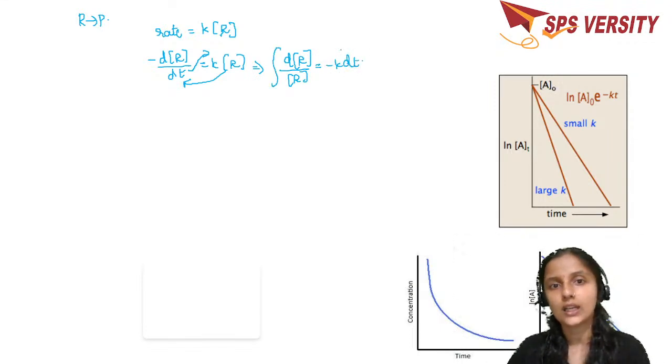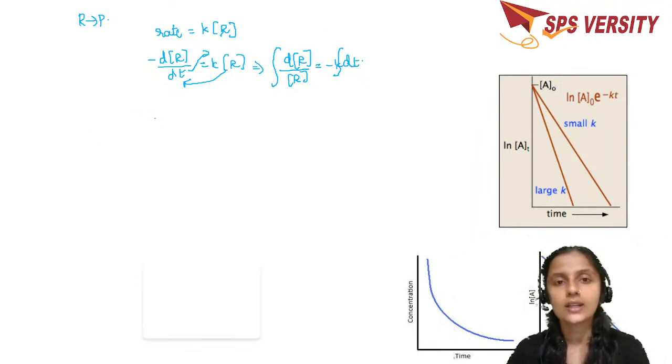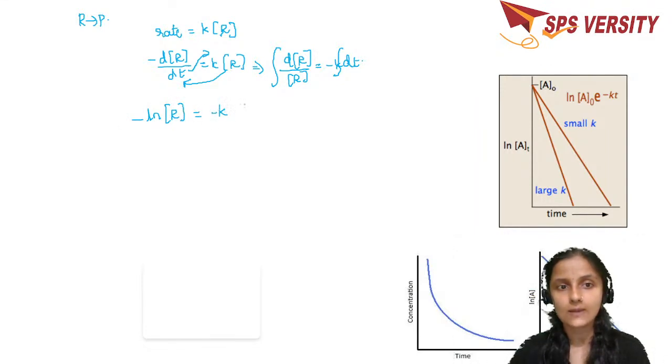Now you have to integrate this. The K will be outside because it's a constant. You are integrating only the differential terms. So integration of dR by R is ln R, which is equal to minus K t plus I.